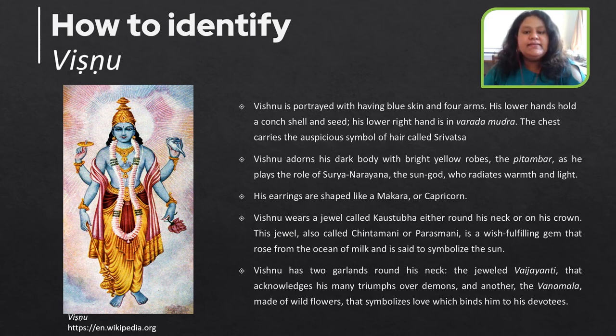Vishnu also wears a jewel called Kaustubha, either around his neck or on his crown. This jewel is also called Chintamani or Parashmani, which is a wish-fulfilling gem that rose from the ocean of milk and is said to symbolize the sun itself. Vishnu has two garlands around his neck: the jeweled Vaijayanti that acknowledges his many triumphs over demons, and the Vanamala made up of white flowers that symbolizes love, which binds him to his devotees.